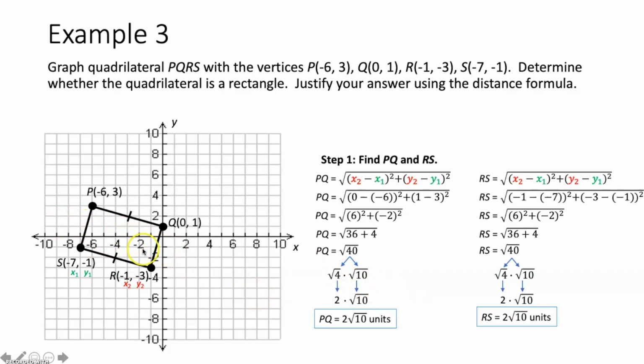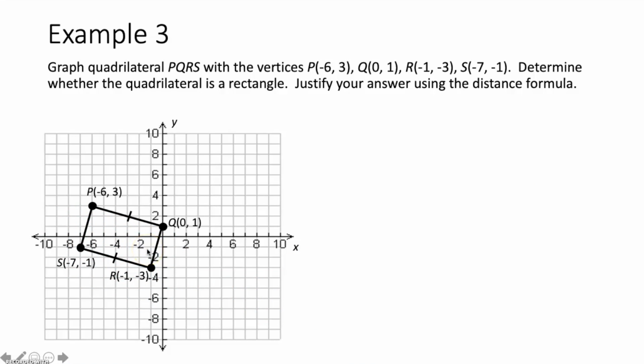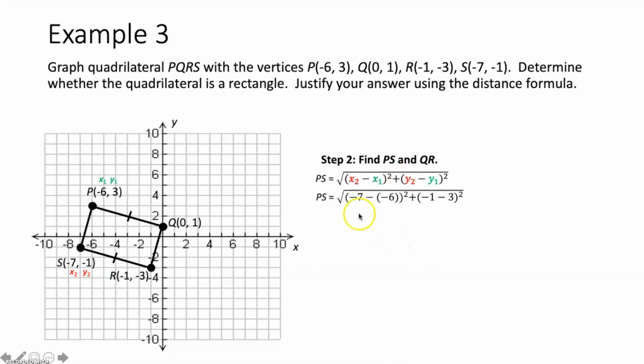Let's check this pair of opposite sides now. So in order for this to be a parallelogram, we need both pairs of opposite sides to be congruent. So the measure of segment PS has to be equal to the measure of segment QR. So how do we find the measure of segment PS? We use the distance formula. We choose one of our points to be x sub 1, y sub 1, the other one to be x sub 2, y sub 2. Doesn't matter, you could have switched them. We plug in the coordinates to their corresponding spot in the distance formula, and you simplify.